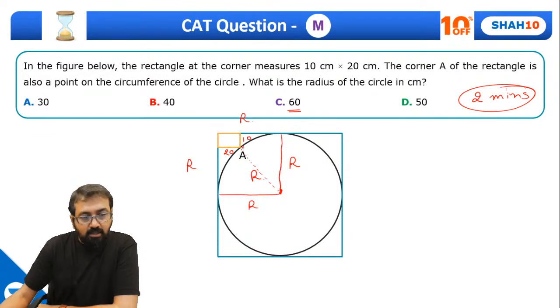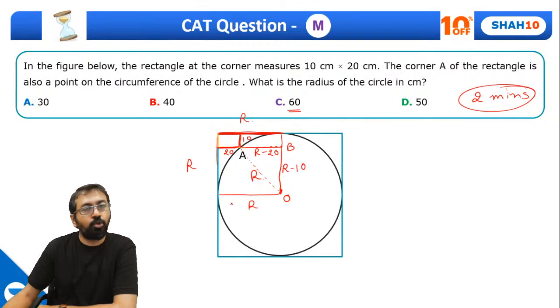Let me show you. If I connect it over here, let's call this point O, this point A, this point B. What will be the length AB? This complete length is R and this is 20, so AB should be R minus 20. Same way, this complete length is R, so this OB length should be R minus 10. Everyone, do you agree with this?